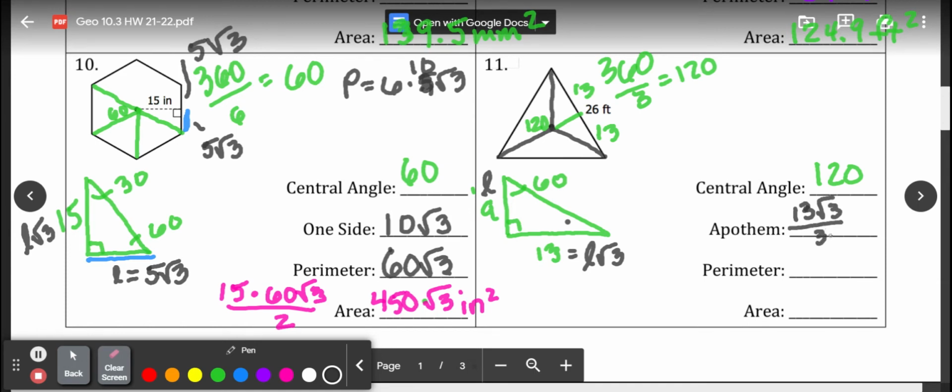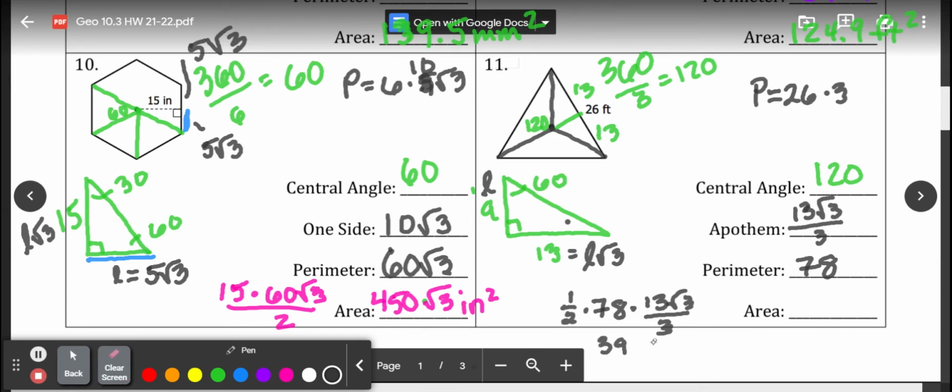So there's my apothem. My perimeter is just going to be 26 times 3, because we only have 3 of them. So we get 78. And then we just multiply those two and divide by 2. So I'm going to do 1/2 of 78. Notice I'm not doing it like I did on number 10 because I have that 13 rad 3 divided by 3. So I just actually do half of 78 first. I just like to piece it apart.